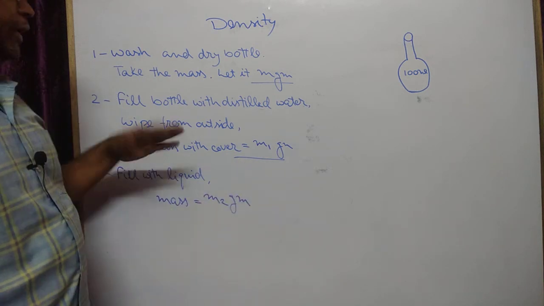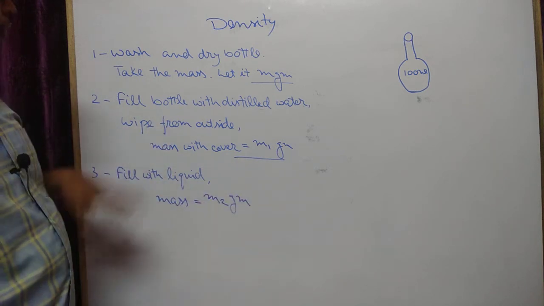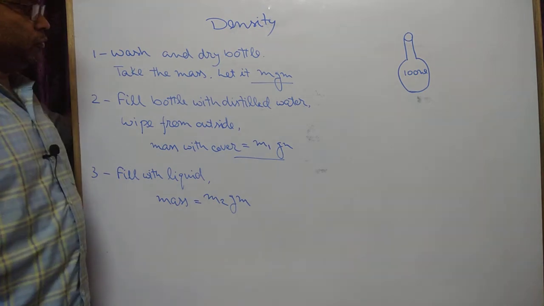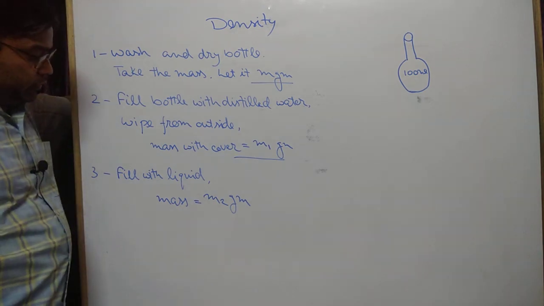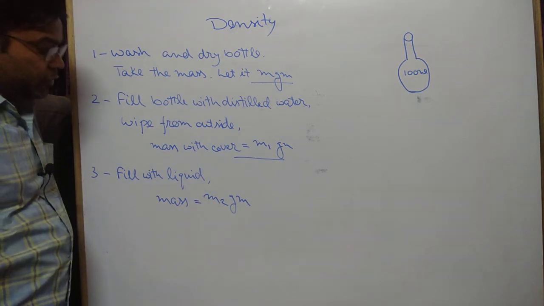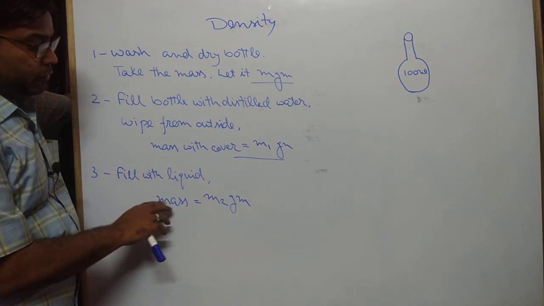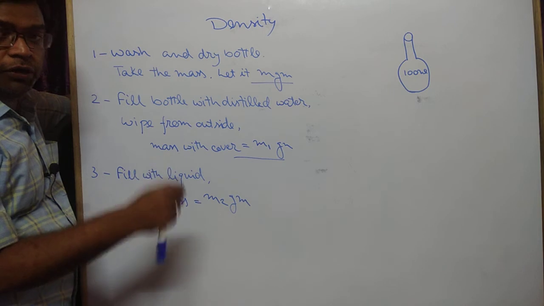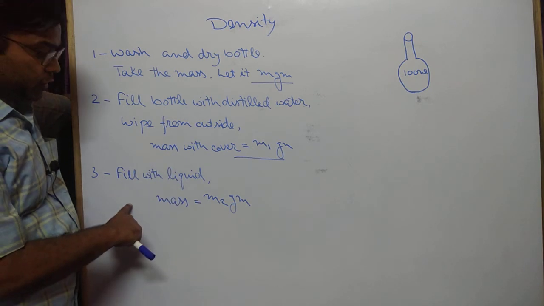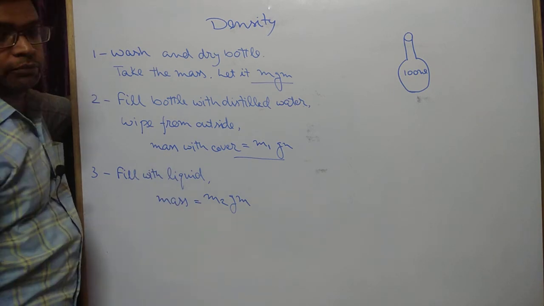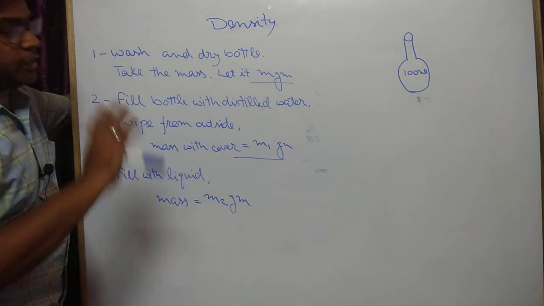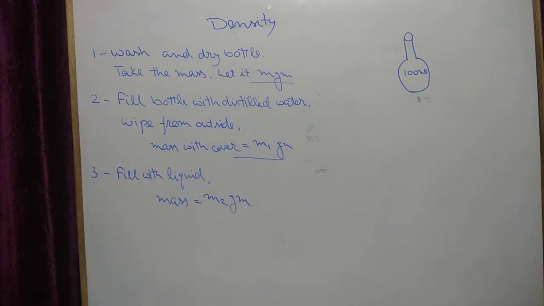Now again we empty the bottle, use hot air to remove all the distilled water, fill the bottle with liquid, take the mass of the liquid including the bottle. So mass of the bottle plus liquid is m2 gram. So hope these three steps are clear. Now move to the next part.